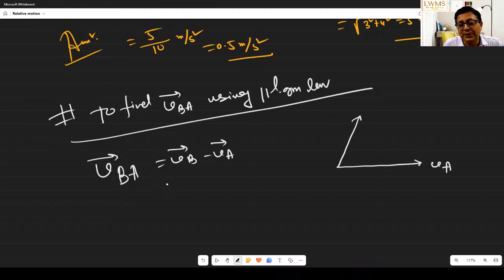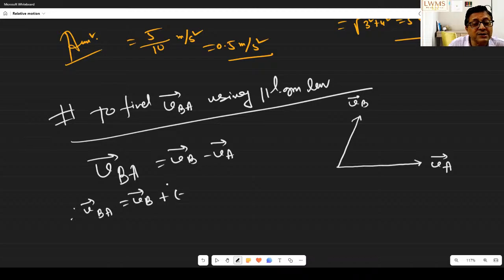This is the direction of VA, this is the direction of VB. Okay, you revise the vector concept also. What are you going to find? VB minus VA. So VBA you can write this way also, VB plus minus VA.